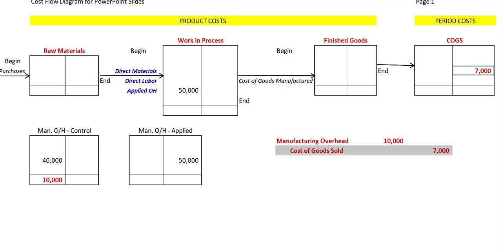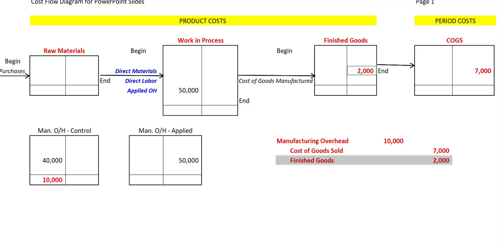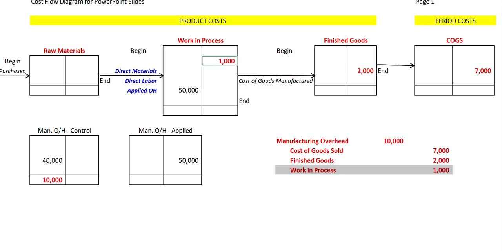In other words, 70% of our jobs have flowed through all the way to cost of goods sold. We could allocate 20% to finished goods. In other words, the thought would be that 20% of the work we started this period is still sitting in finished goods, and perhaps 10% of the work we started is still sitting in work in process.